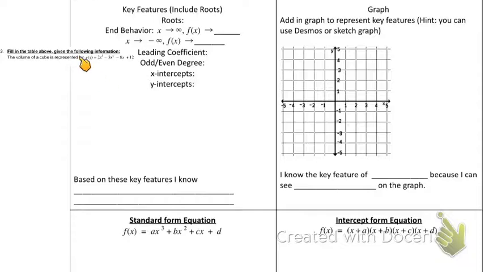Okay, so basically we have this function. It's in standard form. So standard form is done for us. So I'm just going to write that in. So we have g of x equals 2x to the third minus 3x to the second minus 8x plus 12.